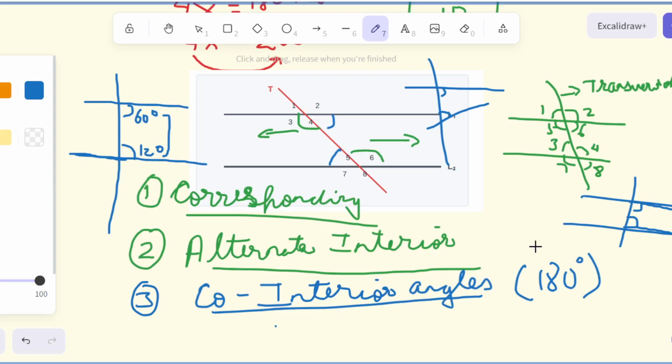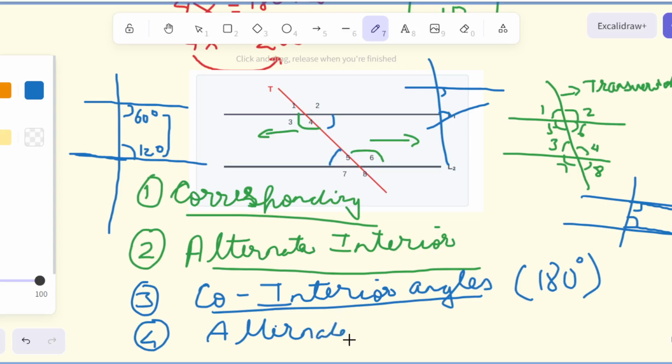Corresponding angles lie above or below the line on the same side of the transversal. Alternate interior angles lie inside the parallel lines but on the different side of the transversal. Co-interior angles lie on the same side of the transversal inside the parallel lines, and they are supplementary. Correct?